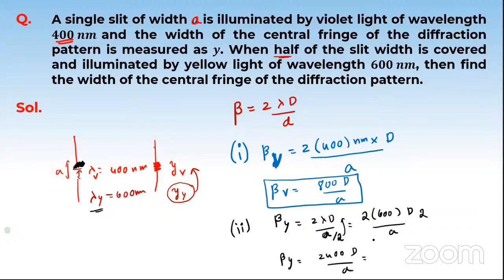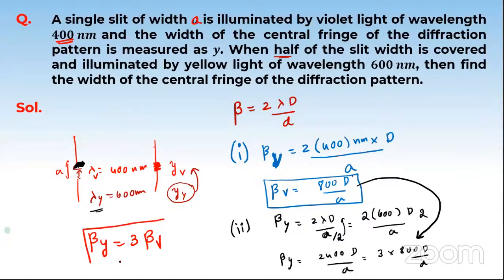Done. That's the end of the problem. How is it the end of the problem? Because 2400 can be written as 3 into 800 D by A. What is 800 D by A? 800 D by A is nothing but the fringe width of violet light. Therefore, my final answer: beta of yellow, the central fringe width of yellow, will be equal to 3 times the central fringe width of violet. So this is the relation between the central fringe width of violet light and that of yellow light.